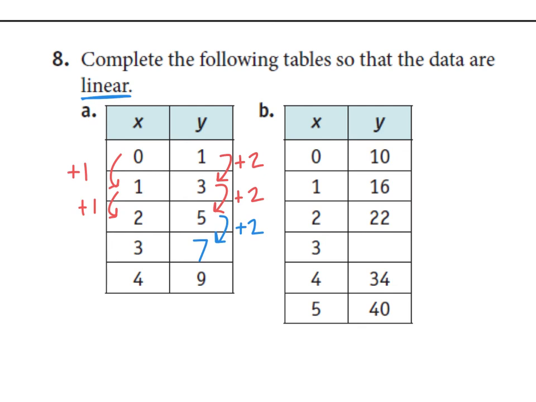Okay, and then the last one, part B. Let's do the same kind of thing. We're going from 10 to 16. Looks like we're adding 6. Adding 6 again. Let's just make sure the x change is constant. It goes from 0 to 1, 1 to 2. So if the x goes up 1 more, I know the y is going to go up 6 more again. Okay, 22 plus the 6 should get us a value of 28.